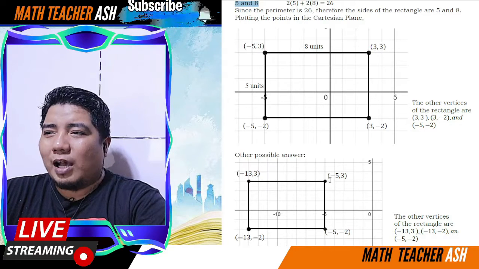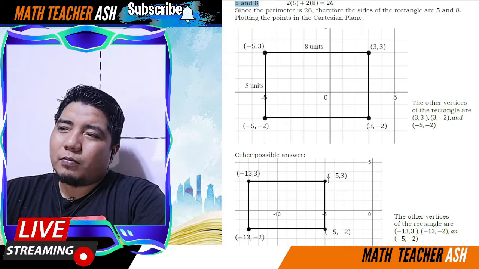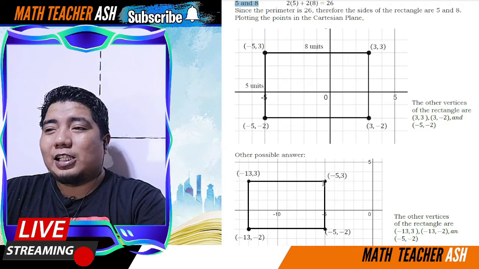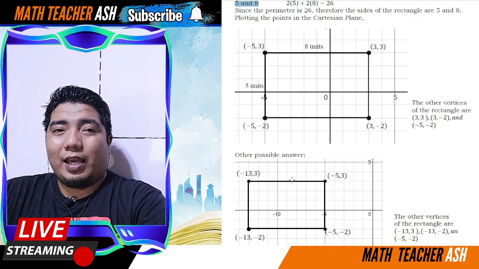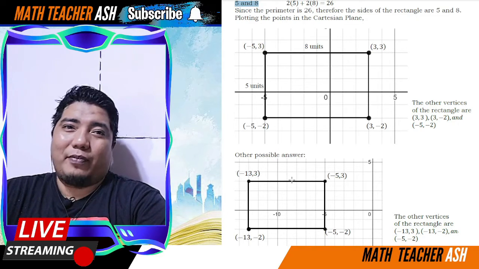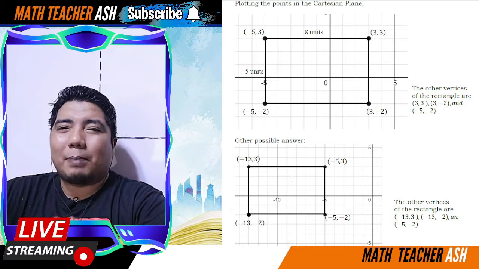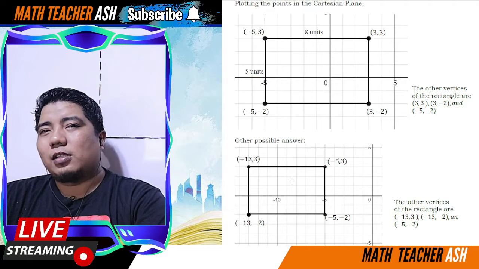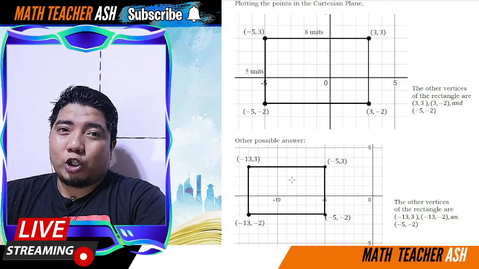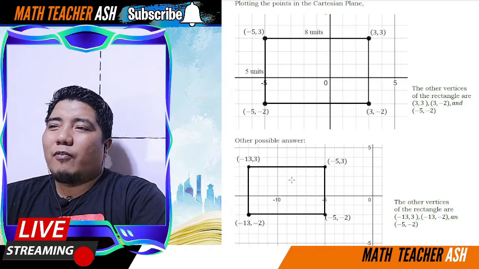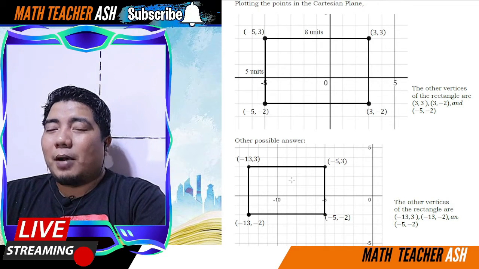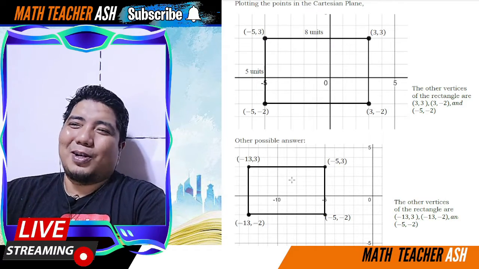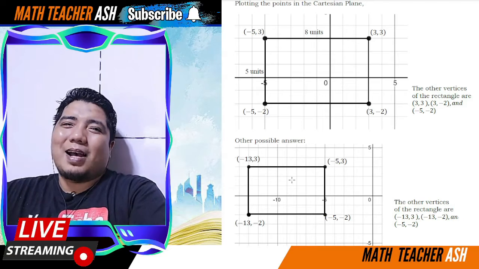Depende sa inyo. As long as one of the, anong tawag dyan? One of the coordinates is negative 5, 3, and the distance between the length is 8, and the width is 5. Okay, so maraming answers ang possible na sagot sa problem na ito. So let's be open-minded. As long as you use those dimensions, 5 units and 8 units, from the negative 5, positive 3 location, then you are good to go. Alright, so napakadali lamang po, my dear math learners.